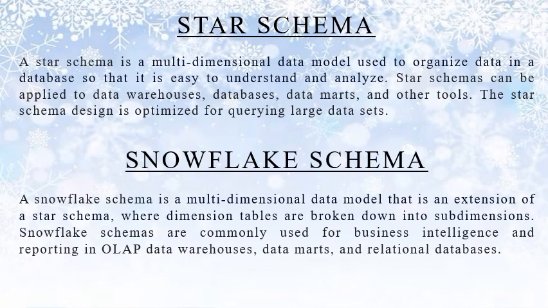Before entering into the difference between star schema and Snowflake schema, first of all, we want to know what is star schema and what is Snowflake schema. Star schema is a simplified schema. It is a central fact table surrounded by dimension tables. It's designed for fast query performance but can lead to data redundancy. Snowflake schema is a more normalized schema with dimension tables further divided into subtables. It reduces data redundancy but can result in more complex queries.